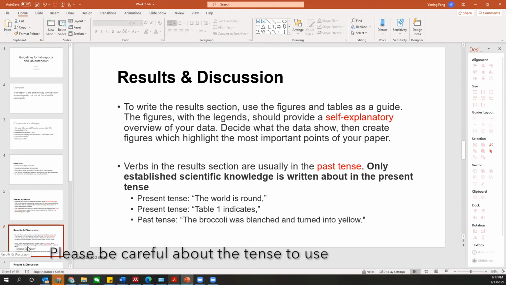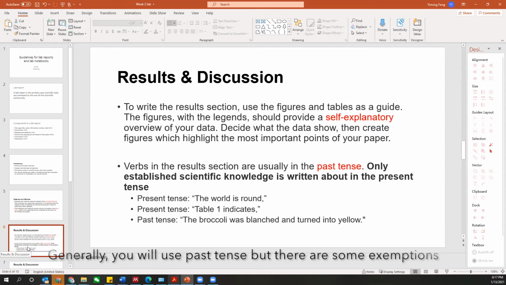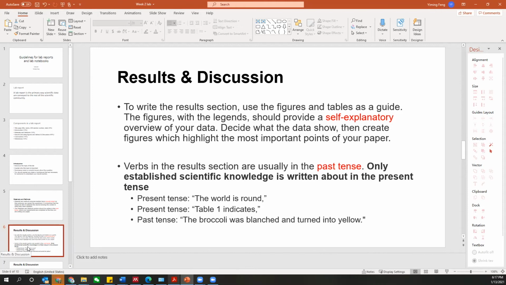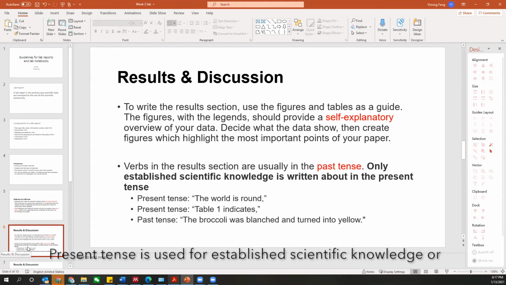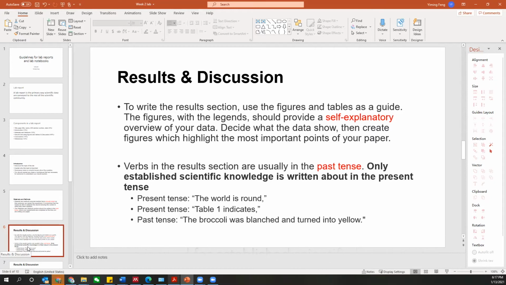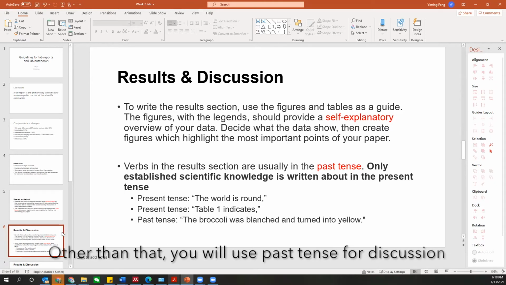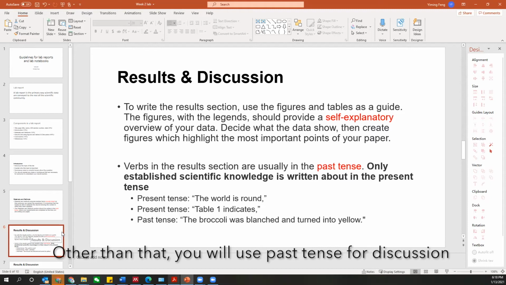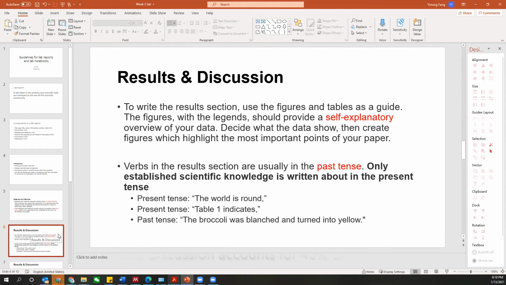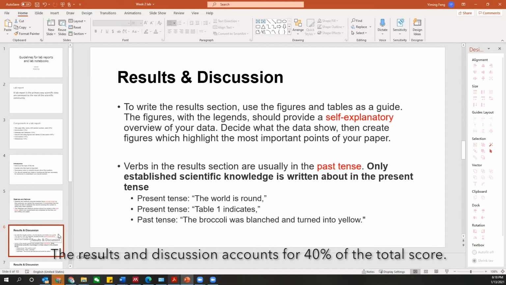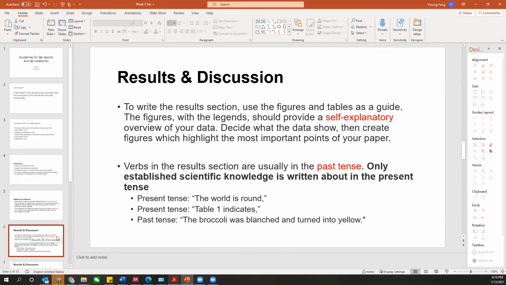Please be careful about the tense to use. Generally, you use past tense, but there are some exceptions. Present tense is used for established scientific knowledge or when you're extracting information from tables and figures. Other than that, you use past tense for discussion. The results and discussion accounts for 40% of the total score. You may spend more time in this section.